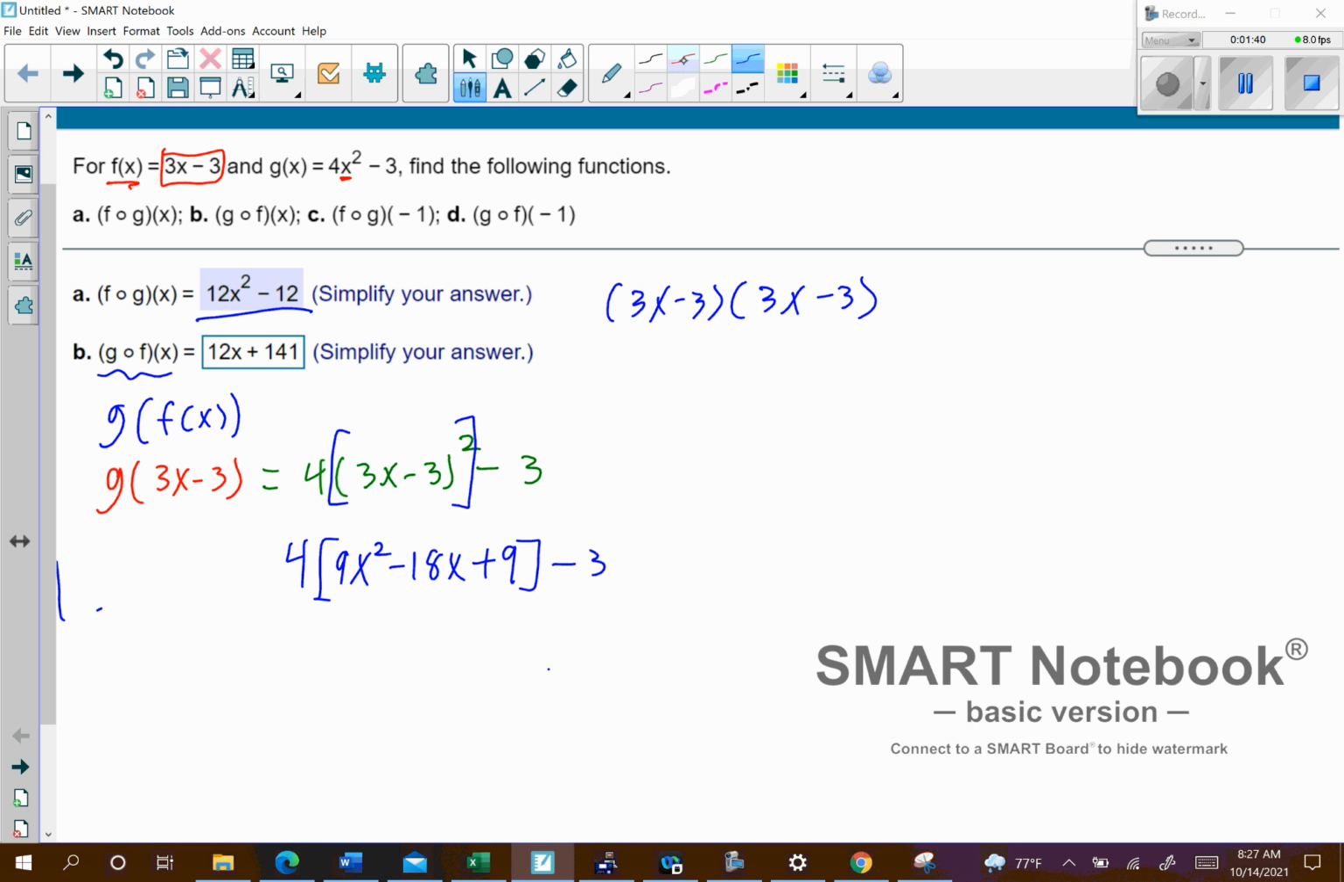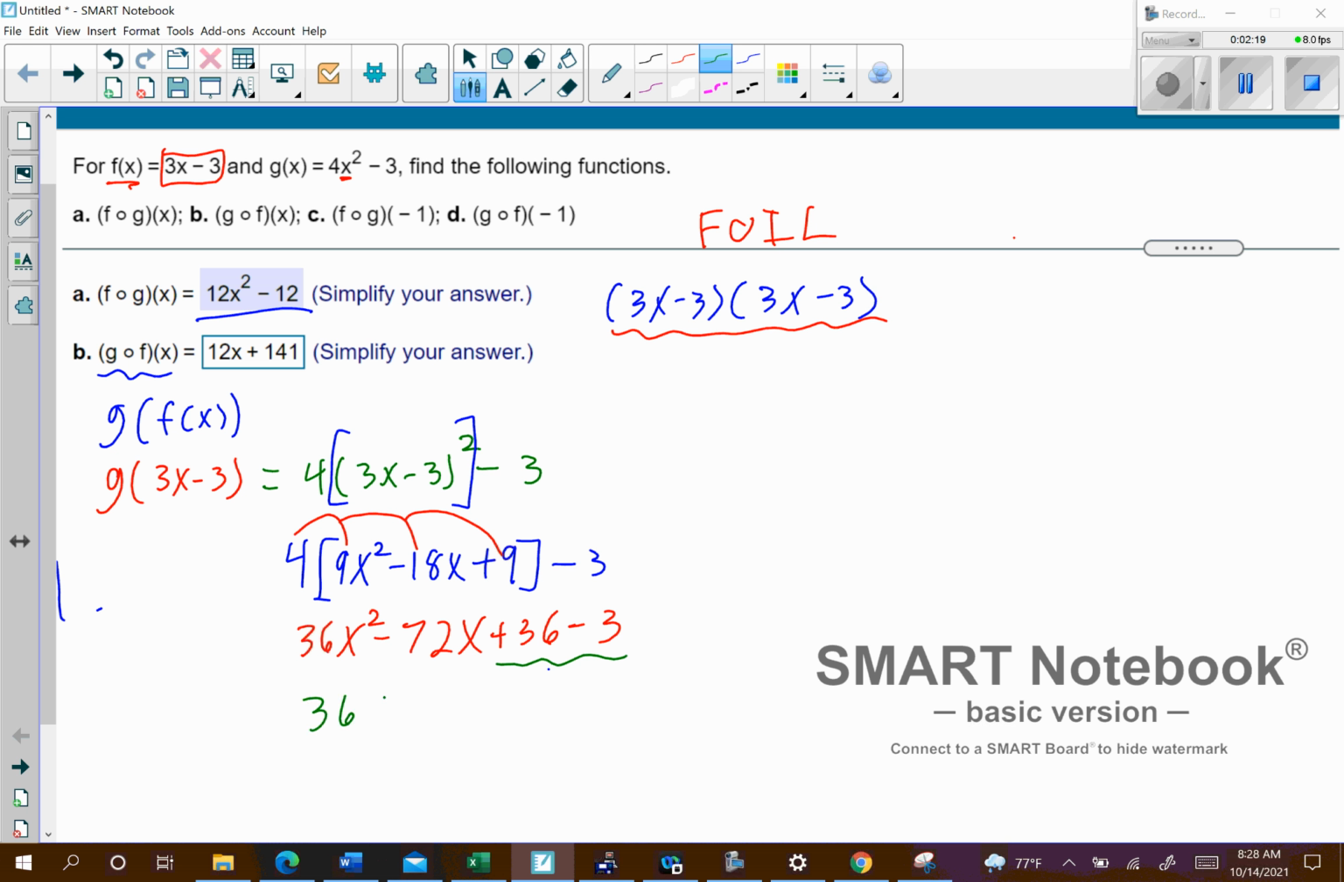What I did right there was kind of a trick, but you get the same thing if you were to FOIL this right here. It's just a little shortcut. Square the first term, multiply them together and double it, and then square the last term. And then we do need to distribute the 4 here. So that'll give us 36x squared minus 72x, and then plus 36. And then we do need to subtract that 3 there.